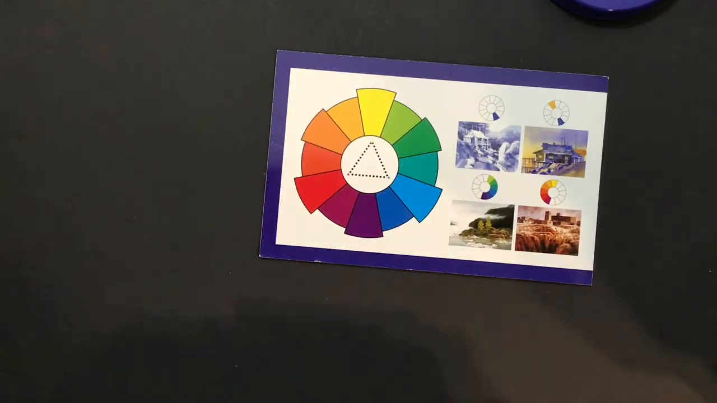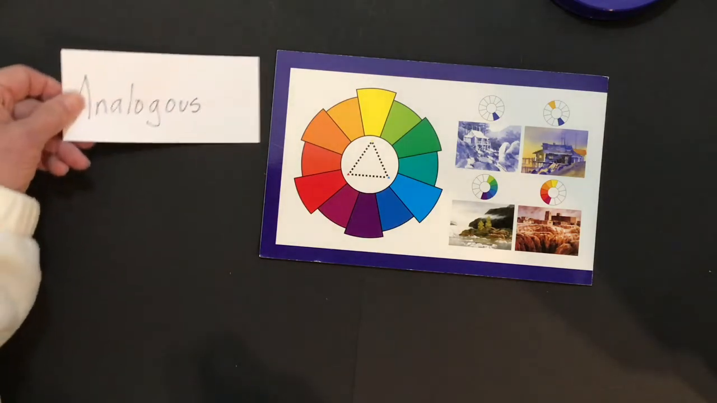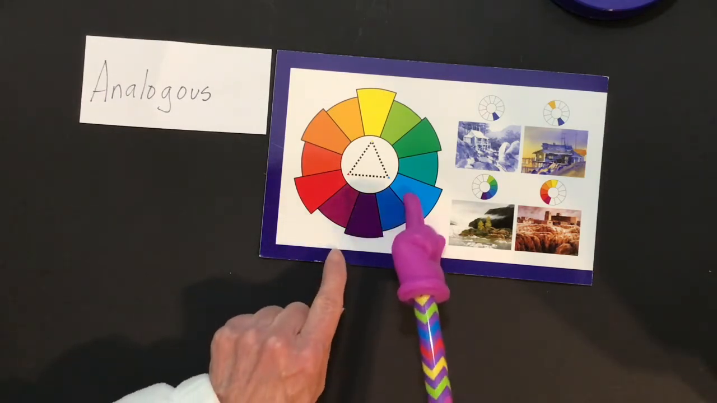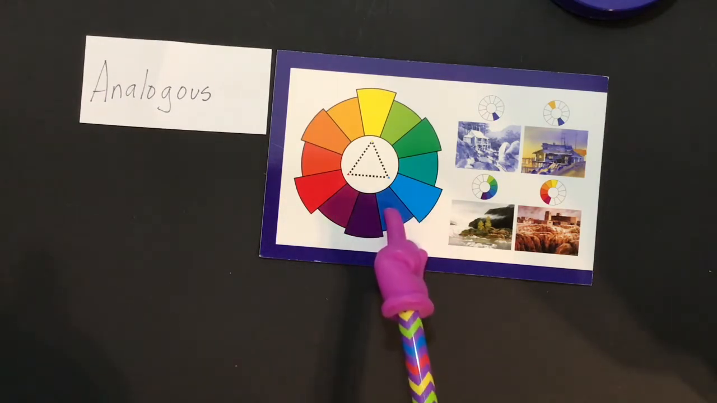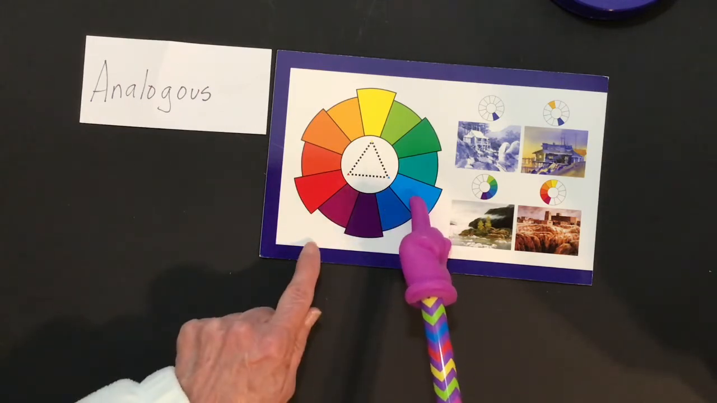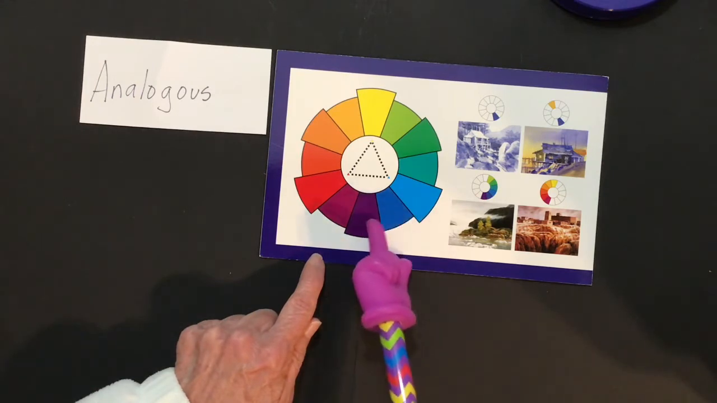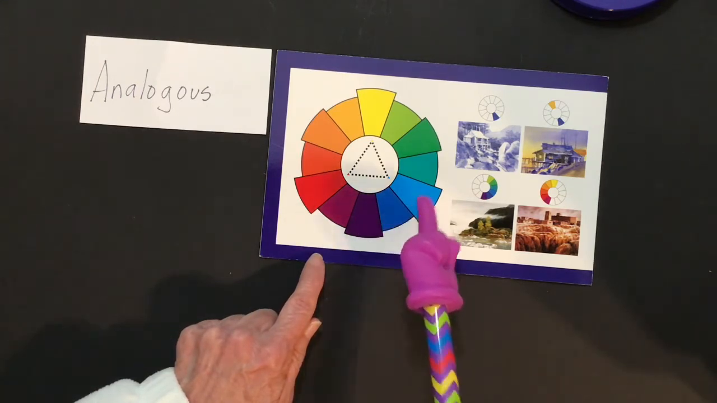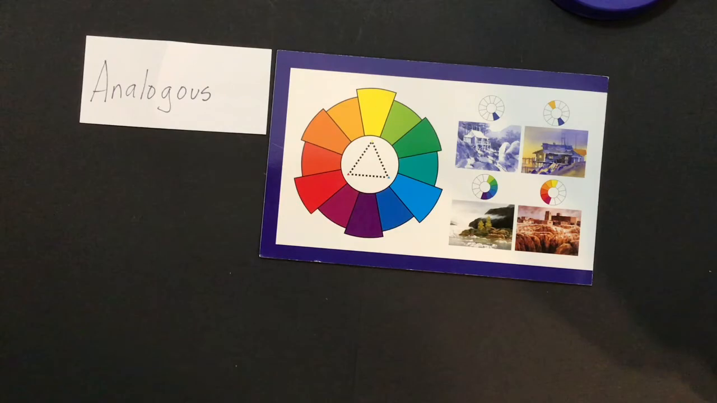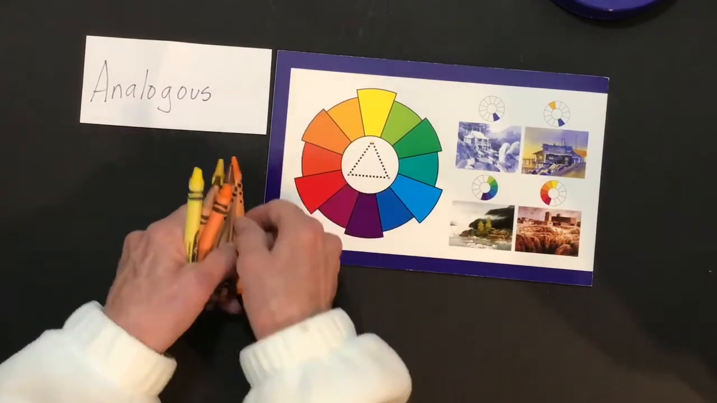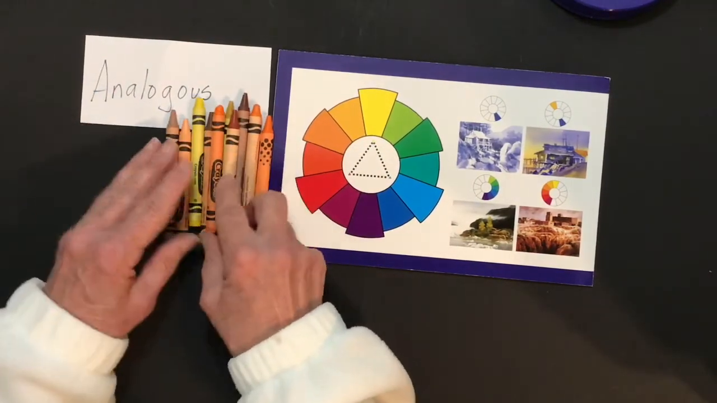The next one would be analogous. And analogous is any three colors next to each other on the color wheel, plus their tints and shades. So I could go blue, blue-violet, and violet, plus any lighter or darker variation of those. I'm going to choose for my analogous yellow, yellow-orange, and orange. So I've got this variety for that.